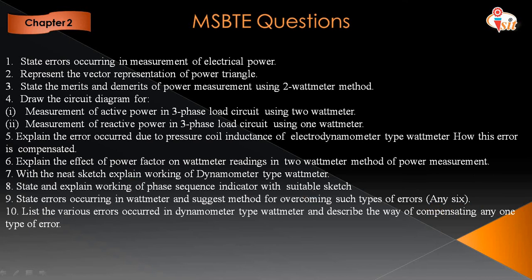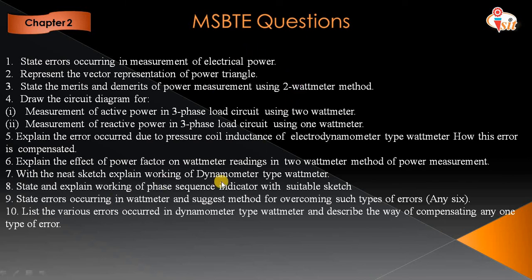Okay. The answer of this question is already covered in wattmeter error. Then: list the various errors occurred in dynamometer type wattmeter and describe the way of compensating any one type. Right, questions number 9 and 10 are somehow the same. The way of asking is different.